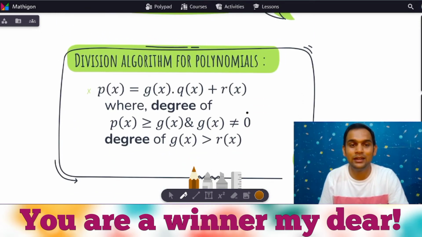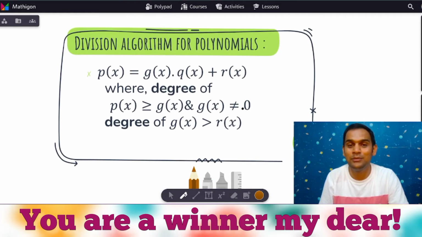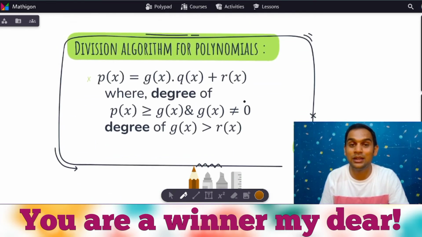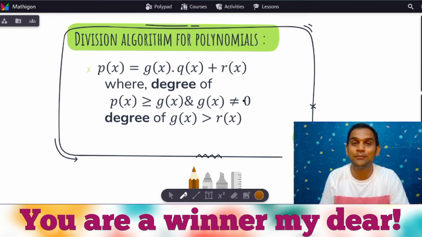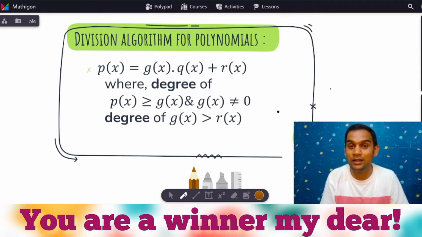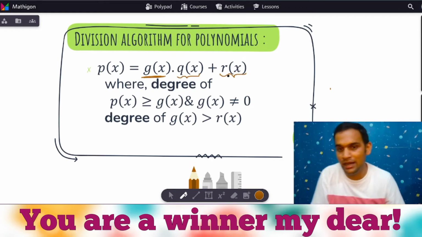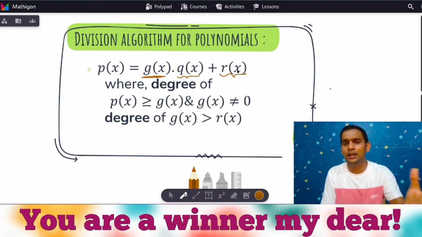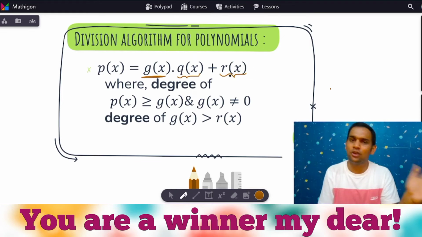Let's try to understand the division algorithm for polynomials, and then we will get on to the remainder theorem, obviously. So division algorithm for polynomials. When I was dividing, I asked you to please pay a little attention on that. Yes. So division algorithm for polynomials, P of x equals G of x. G of x is the divisor times Q of x. Q of x is the quotient. R of x is the remainder. Now, obviously, they are all written in terms of x because all of them are polynomials.